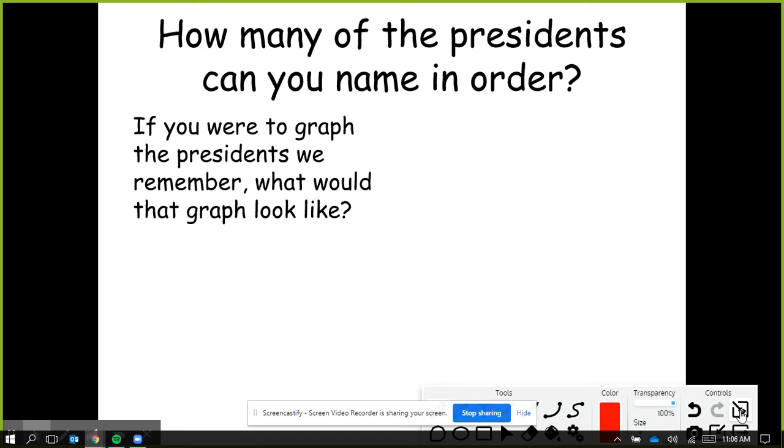So let's get back into a little bit of history. If I were to ask you to name the presidents in order and then graph out what you think it would look like, if you made a graph of the presidents that we remember in order, what would that graph look like? Let's see what we can do.